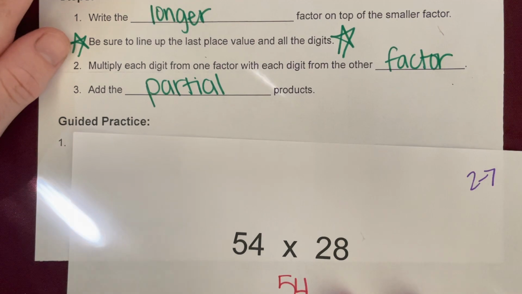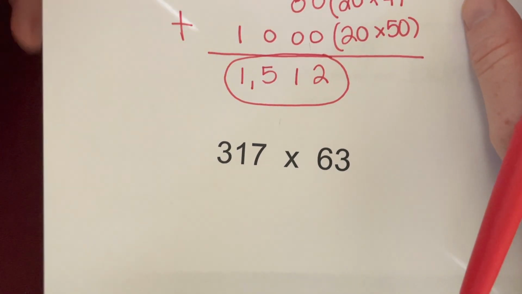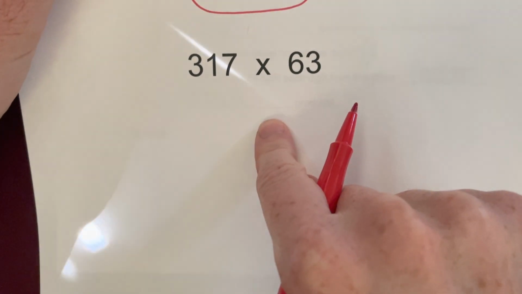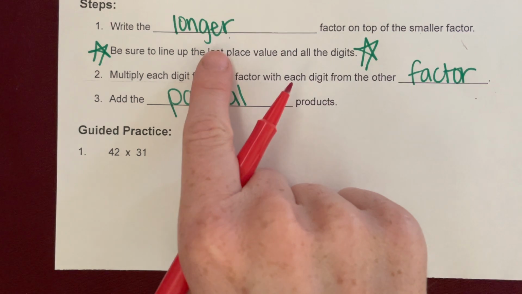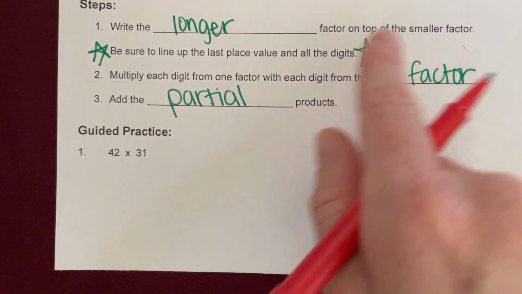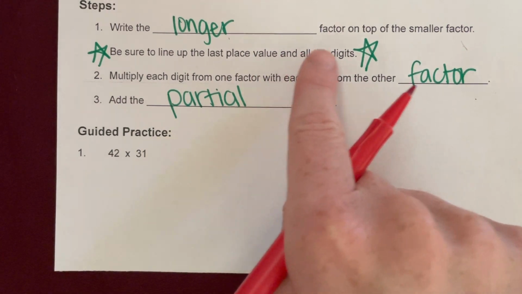Now, I'm just going to double check we finished all of our steps. We are done. We're going to do the exact same thing for this next problem. So again, step number 1 is write the longer factor on top of the smaller factor. Be sure to line up the last place value and all the digits.